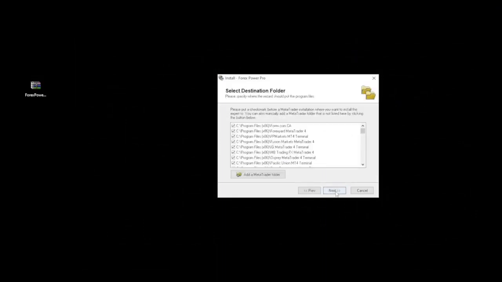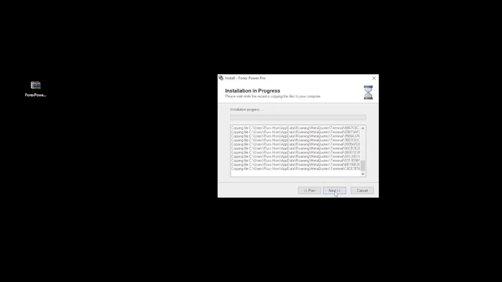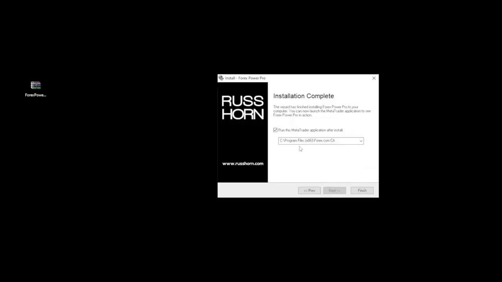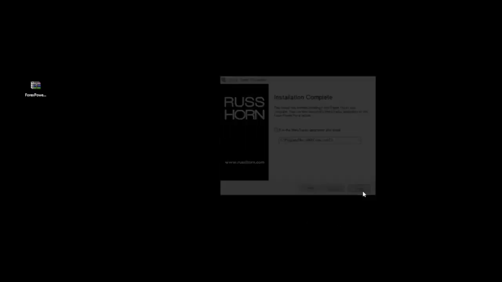And by default, the installation wizard is going to select every platform that it can find on your computer. If you don't want to install this on certain platforms, just uncheck the ones you don't want installed. I'm going to keep them all checked. And from here, I'll click next and next again. And now we've got it installing. And once that's finished, click next. And from here, the box, run this MetaTrader application is checked, and it shows you what platform it's going to run. I don't want to run that one. I'm going to uncheck the box, and then I'll click finish. And from here, I open the MetaTrader platform that I had just closed.